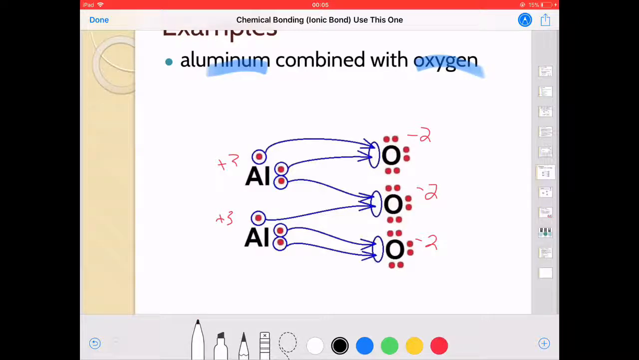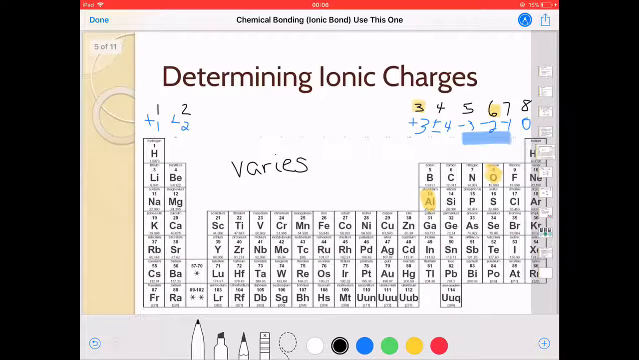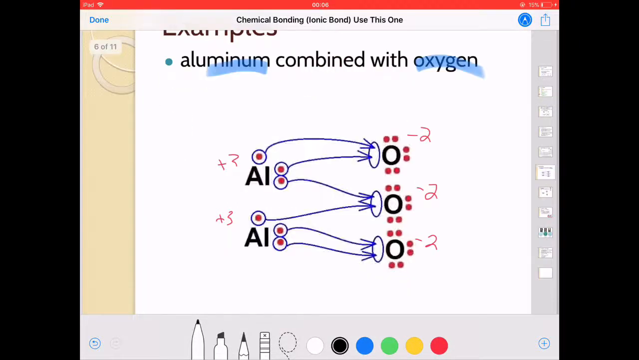If you take a look at this, you can also use this image to determine the formula between oxygen and aluminum that is formed. Make sure that you know your aluminums, or the cations, are always listed first. So you read left to right. Positives are on the left side of the periodic table. That's where all of your metals are. Negatives are on the right hand side. So you're going to start with your positives. So you're going to start with aluminum in this case.